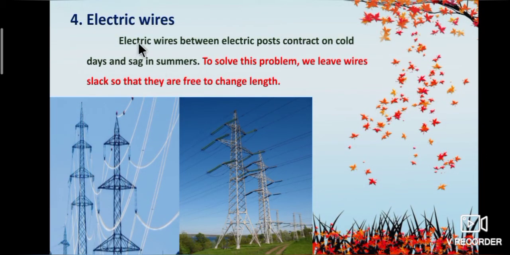Next one, electric wires. Electric wires between electric posts contract on cold days and sag in summers. To solve this problem, we leave wires slack so that they are free to change length.